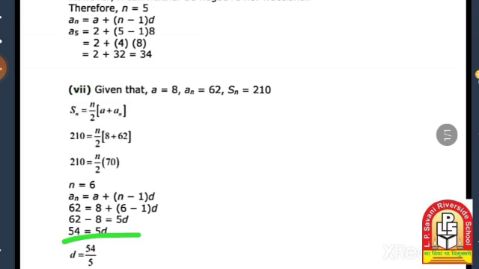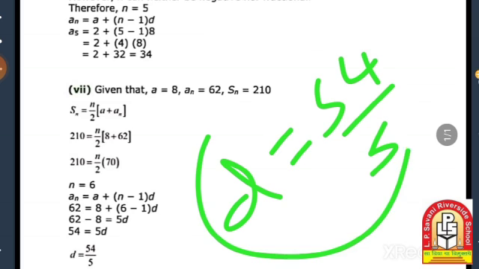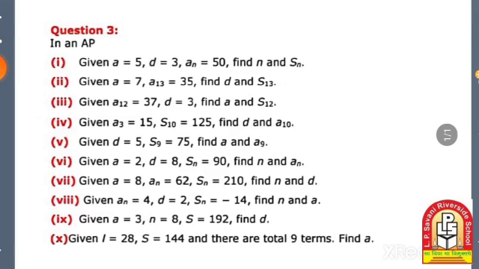So 54 is equal to 5 into d, so d is equal to 54 upon 5. That is our final answer. We have to find just n is equal to 6 and d is equal to 54 upon 5. Let's take the next question.